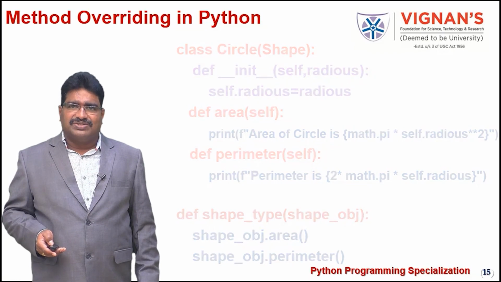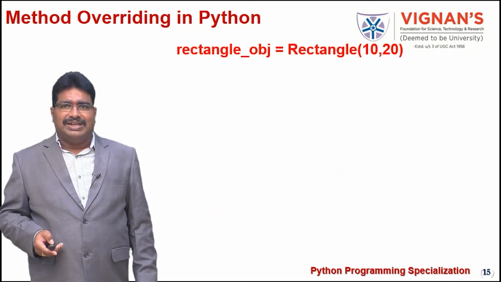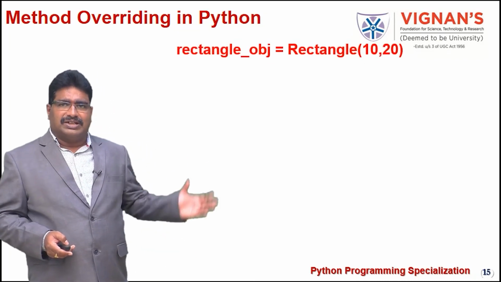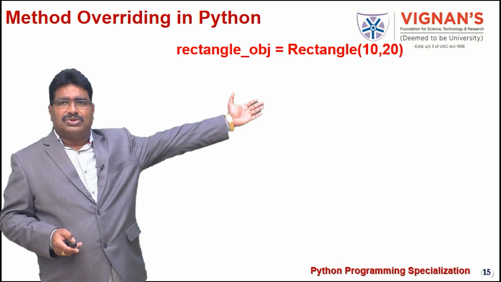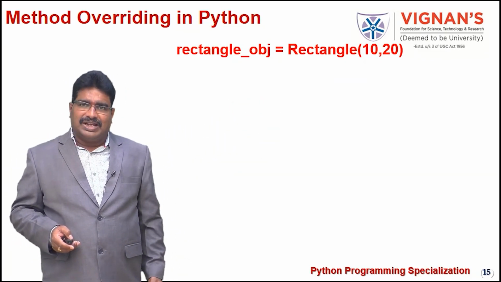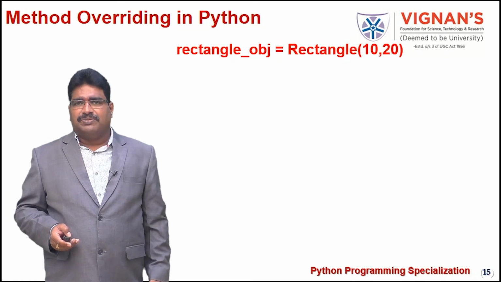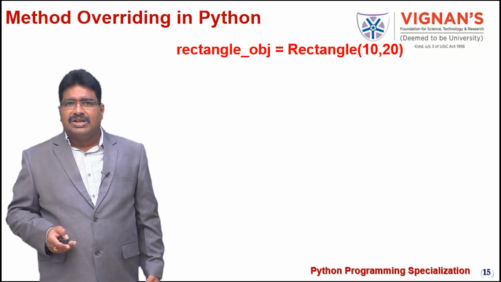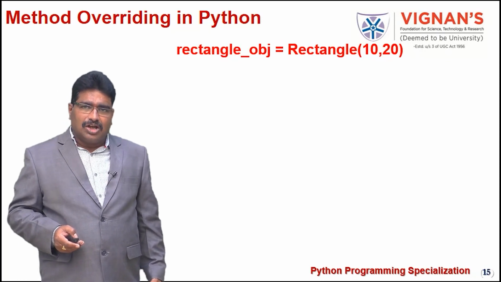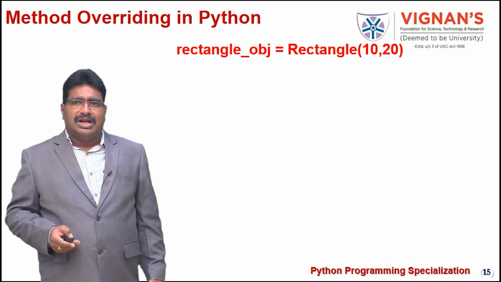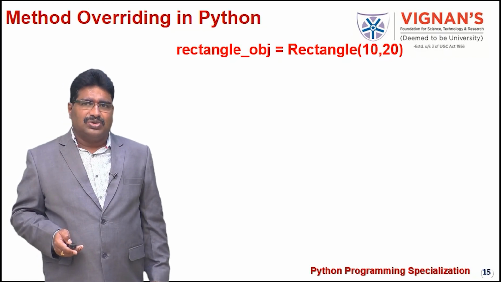Now we try to discuss with an example. First we are creating the rectangle object. Rectangle object is equal to Rectangle(10, 20). We already know that in the rectangle constructor, the first parameter represents the width and the second parameter represents the height. For that reason, the rectangle object's width attribute holds the value 10 and the height attribute holds the value 20.